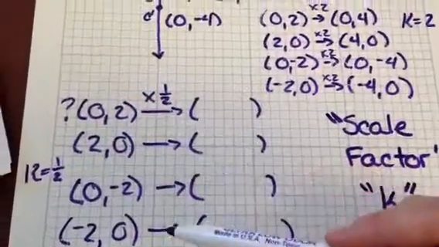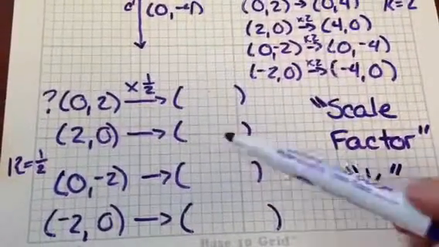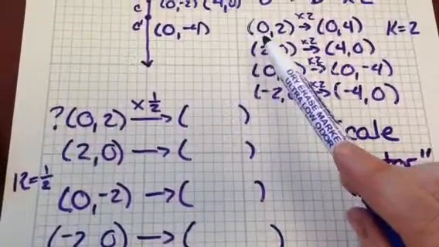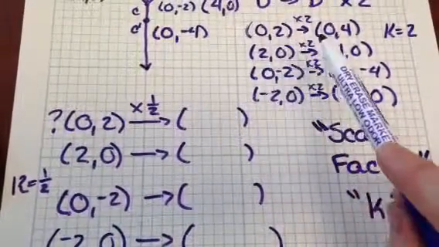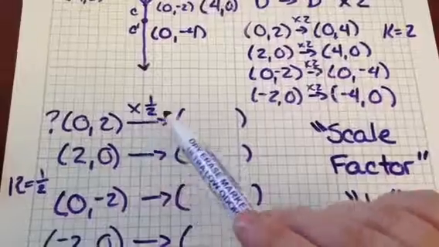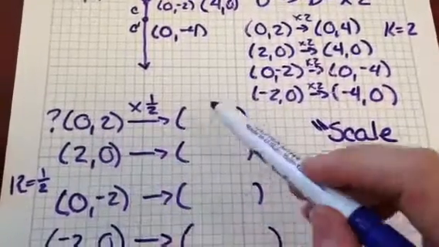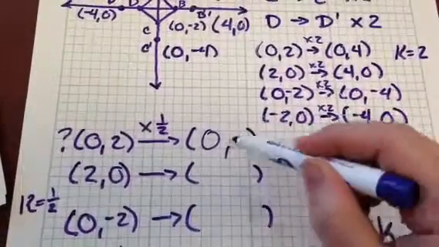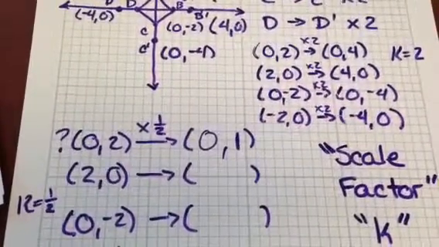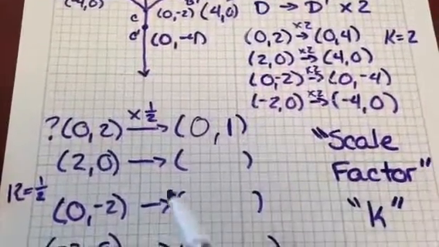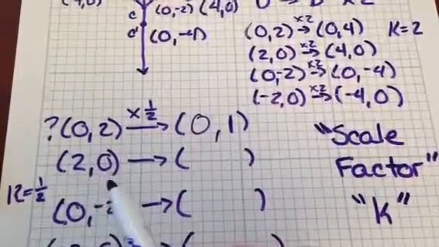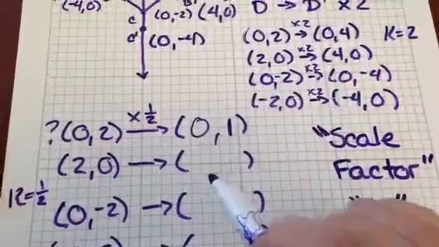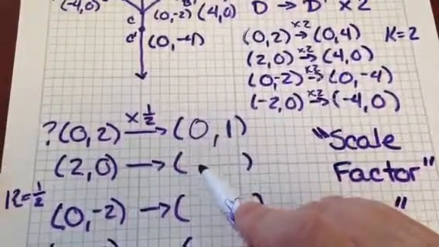So what happens if instead of doing a scale factor of 2, what if I want to do a scale factor of 1/2? Well, when it was a scale factor of 2, it went from 0, 2 to 0, 4. So a scale factor of 1/2 would go from 0, 2 to 0, 1. It's going to go in the opposite direction. So what do you think 2, 0 is going to go to? 2, 0, when it was a scale factor of 2, went up to 4, 0. So when it's a scale factor of 1/2, it goes where?